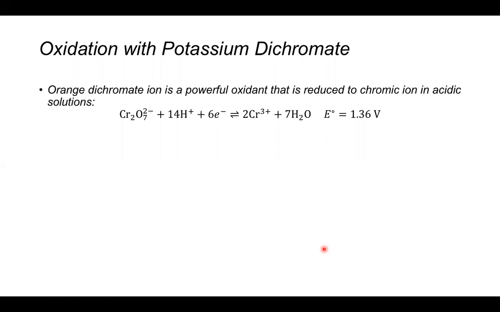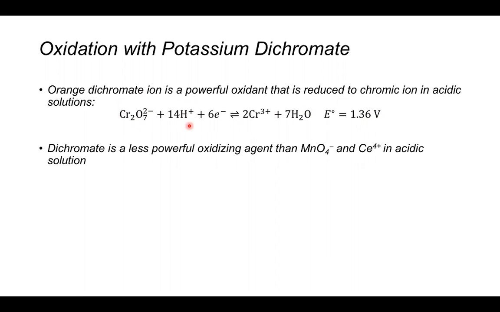Oxidation with potassium dichromate. Orange dichromate ion is a powerful oxidant that is reduced to chromic ion in acidic solutions. So the dichromate here plus 14 hydrogens plus 6 electrons is a reduction to give the chromium 3 plus some water, and it has this standard reduction potential of about 1.36 volts. So it is pretty easily reduced. Dichromate is a less powerful oxidizing agent than permanganate and cerium 4 plus in acidic solutions. So if you need a milder oxidation agent than those, then this is a good choice.